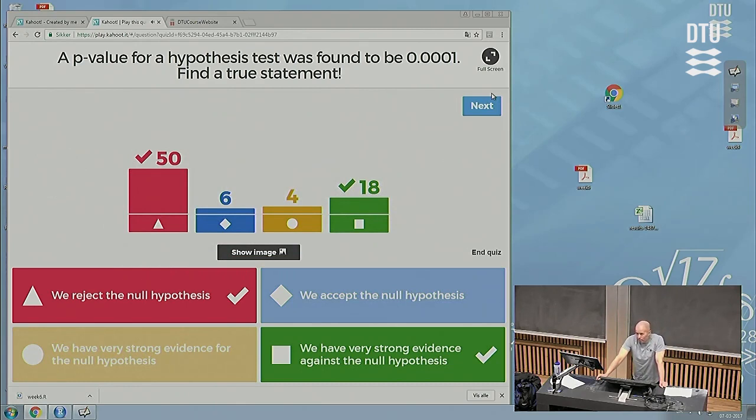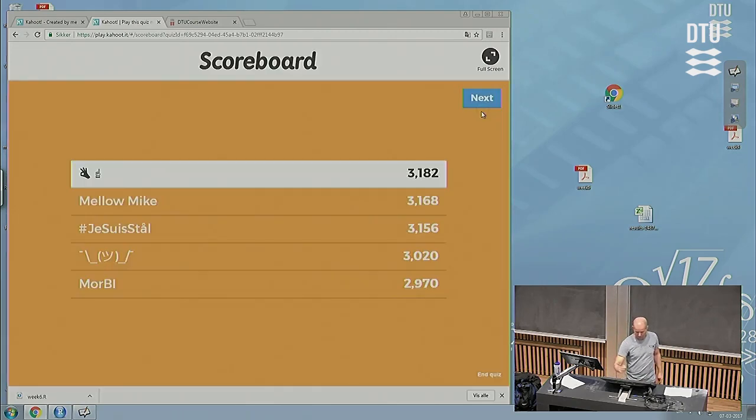Good job. Good job. Now we are getting there. Small p-value, we reject. We have evidence against the null. Having evidence against something means that we don't believe in what we have evidence against. That's the meaning of the words. And not evidence for, which is the opposite meaning. Good job there with the fingers.